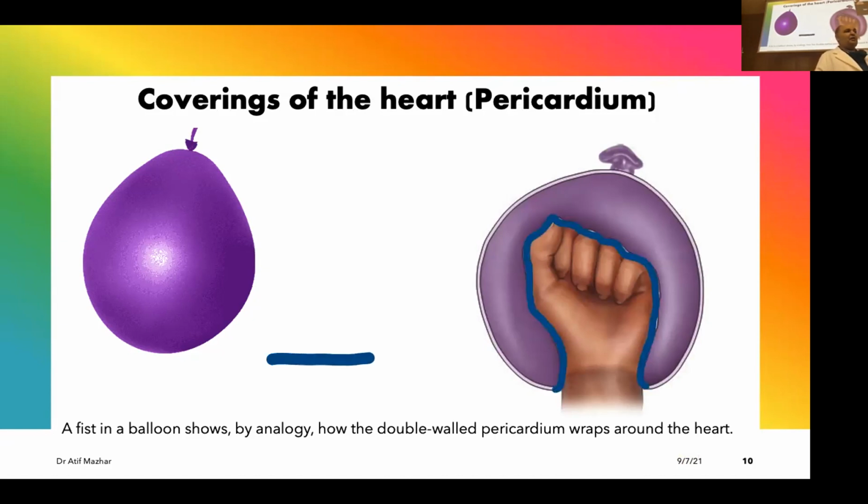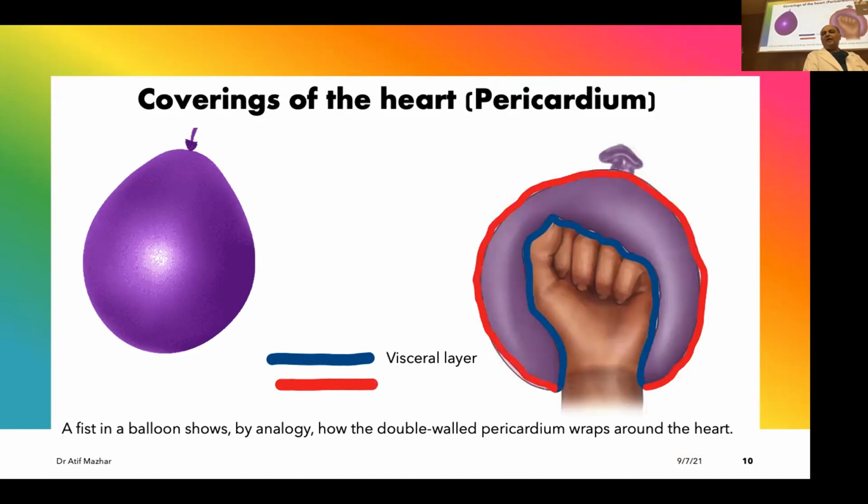The part of the balloon which is covering my fist, I give it a name. I call it, it's close to the organ. Organ is viscera. So we call it the visceral pericardium. And then the outer layer, which is facing the body cavity, the red one, that is my parietal layer. So the visceral layer and parietal layer. It's one thing, but we pushed inside, so we have created this.